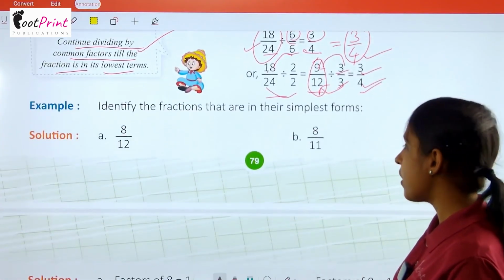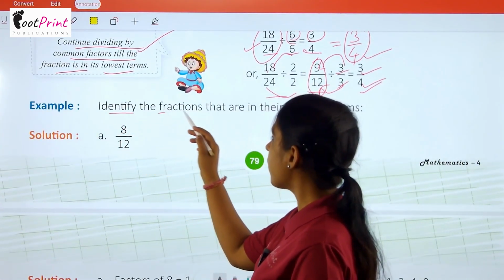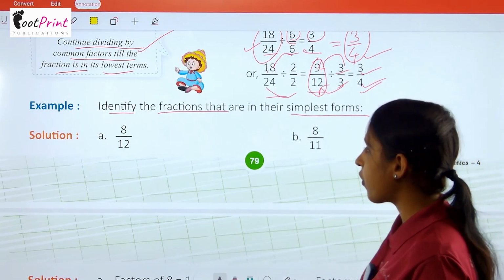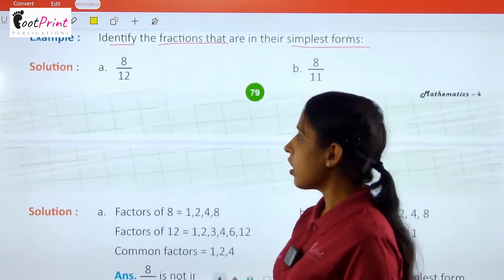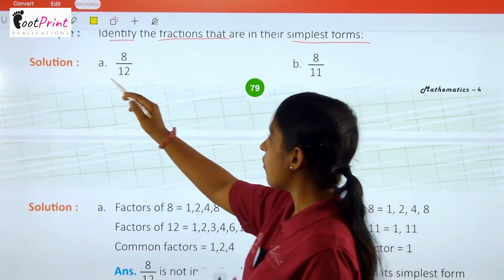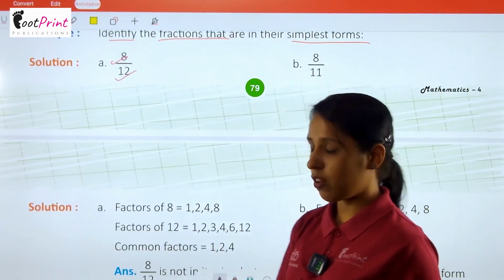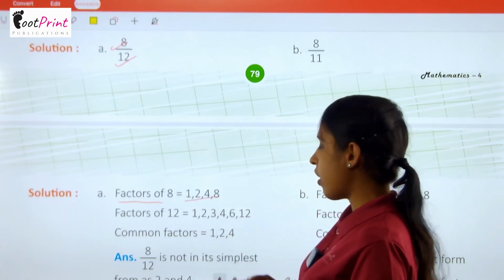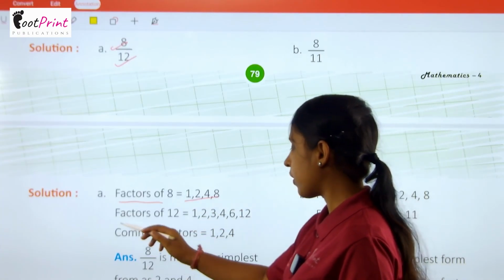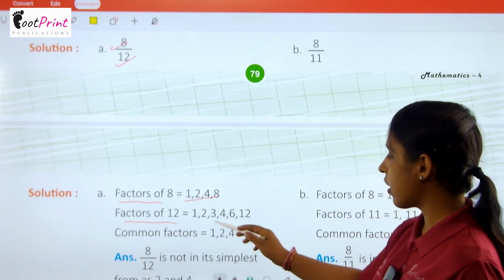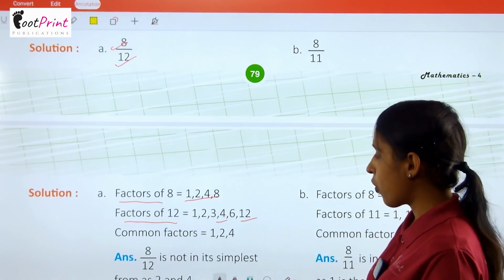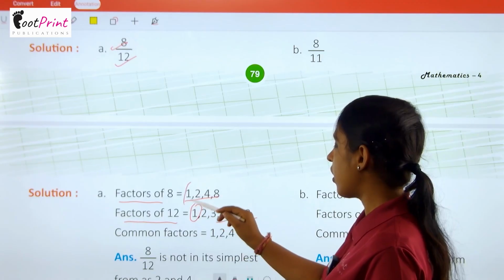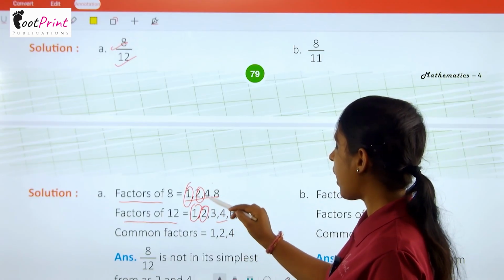Now an example is given here. Identify the fractions that are in their simplest form. Okay, we have to find out their simplest form. So one is given, 8 by 12. So how do we solve it? Factors of 8 are 1, 2, 4 and 8, and factors of 12 are 1, 2, 3, 4, 6 and 12. So here first we find out the common factors, and common factors are 1, 2 and 4.